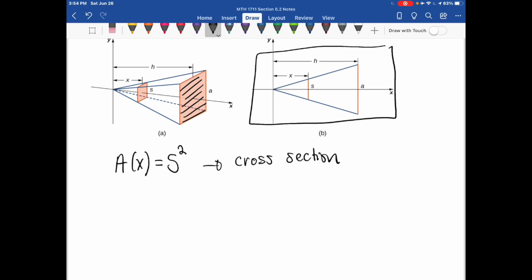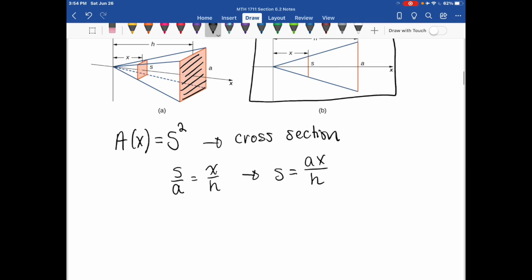If we look at this second picture here, we see that we have similar triangles. And so I can write a proportion using similar triangles and write that s is to a and x is to h. And then when I solve that for s, I get ax over h. So now I have a formula written in terms of x. I can replace s with ax over h.